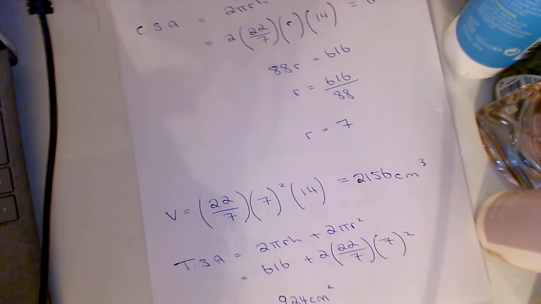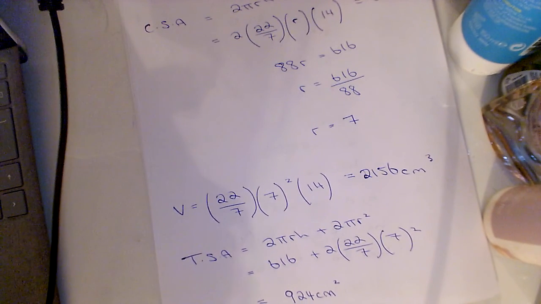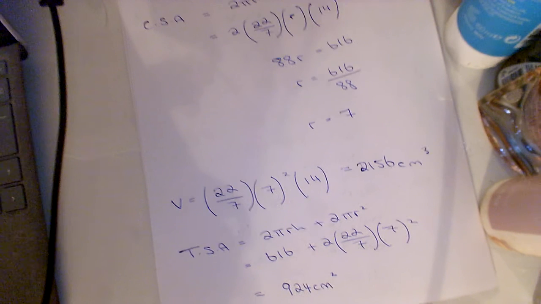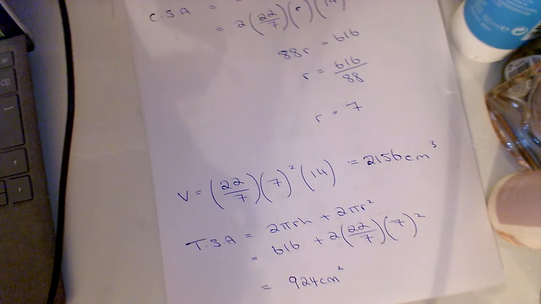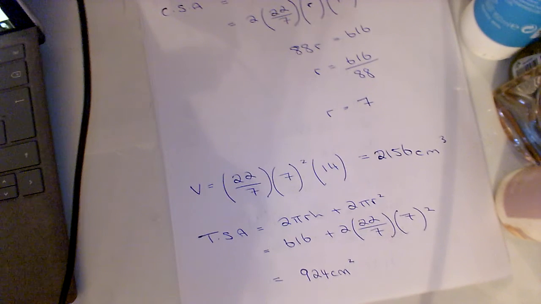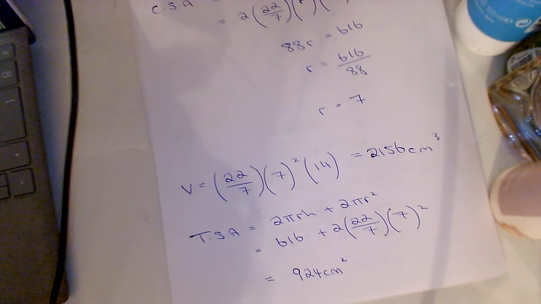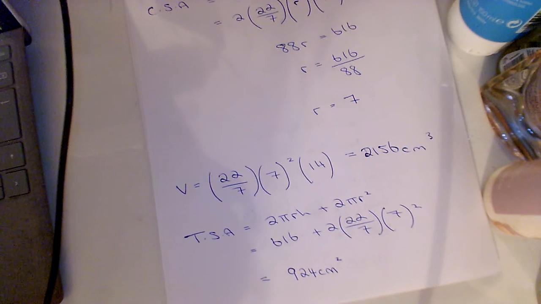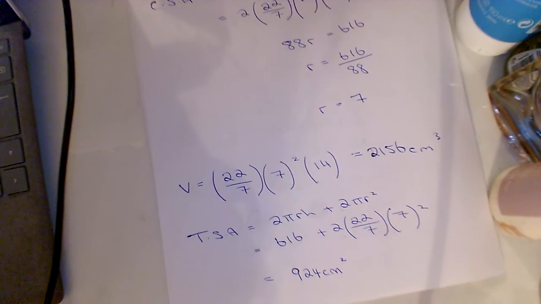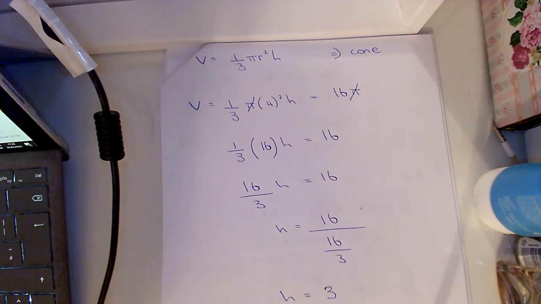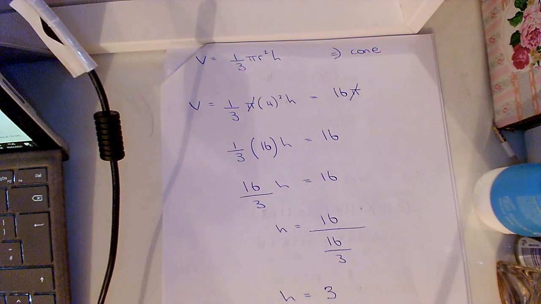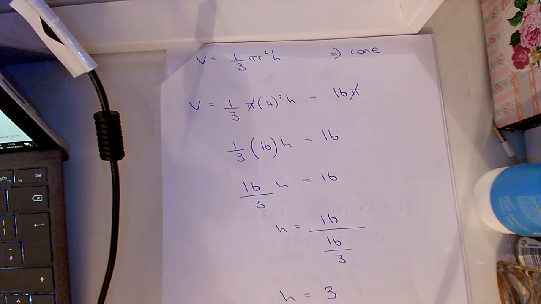is equal to 2156 centimeters cubed. Then I get my total surface area is equal to 2 pi r h plus 2 pi r squared. So I've already got my curved surface area, so that was 616 plus 2 bracket 22 over 7 bracket 7 to be squared, and I get my final answer to be 924 centimeters squared. Okay, so now I'm on to part 3 of this question, which is cones.